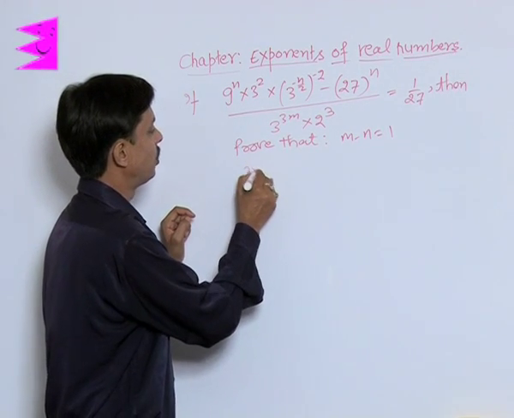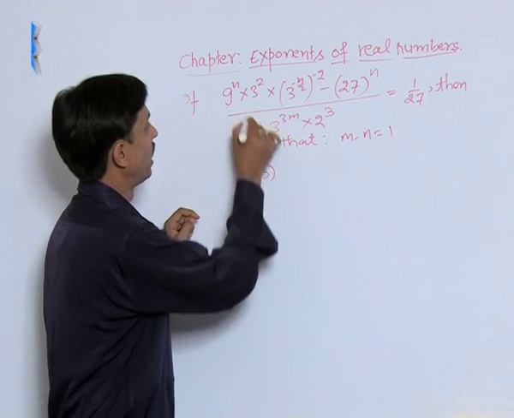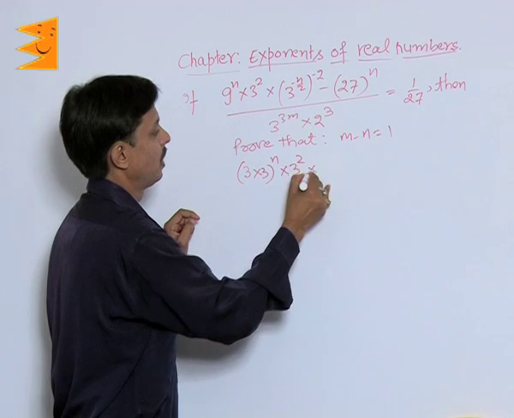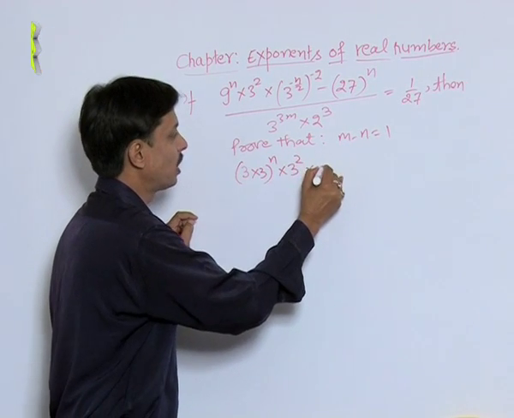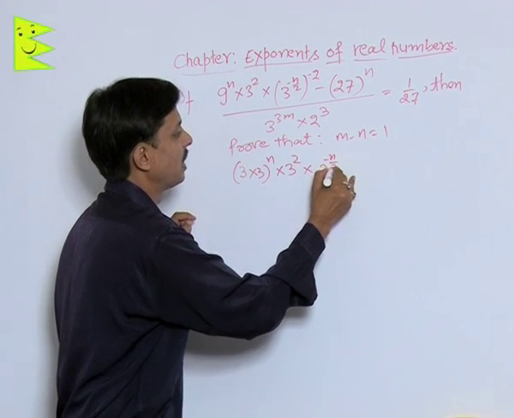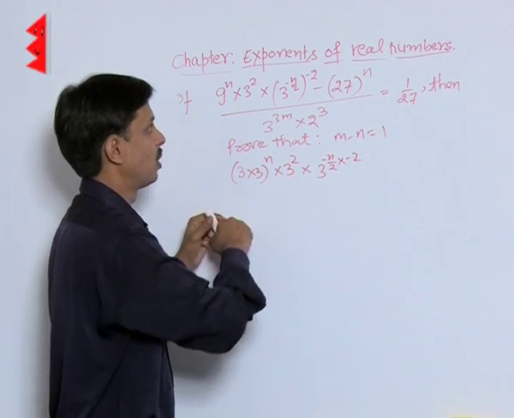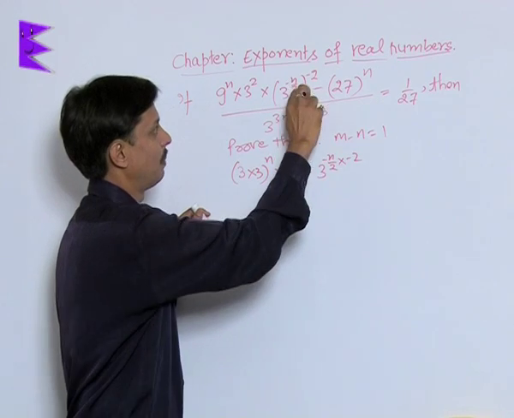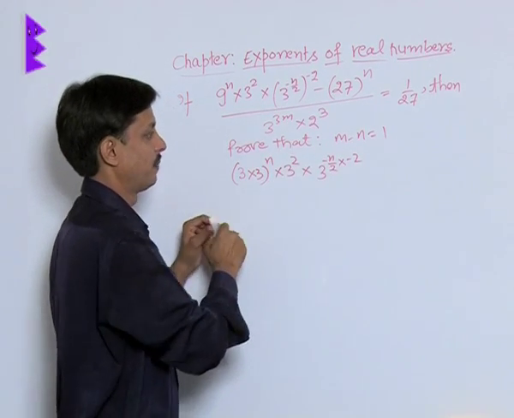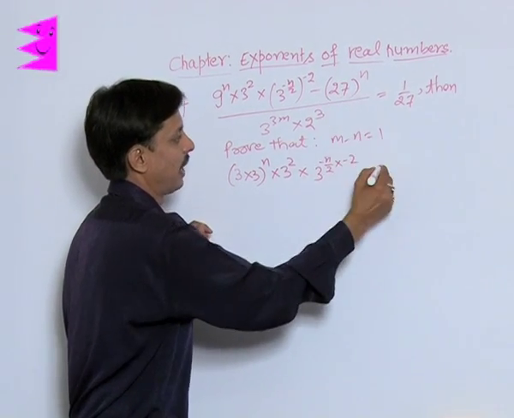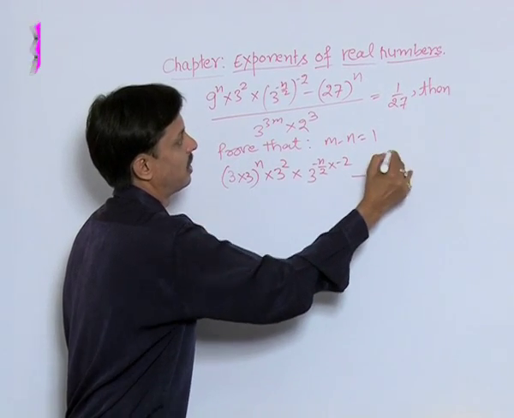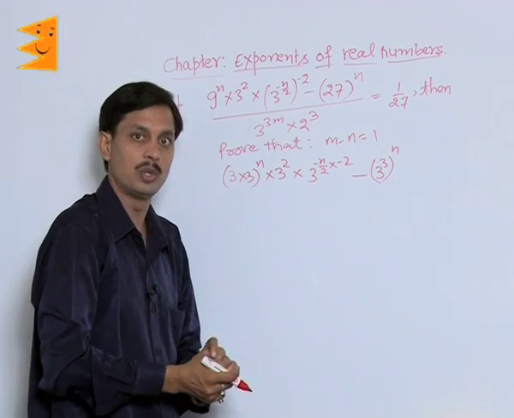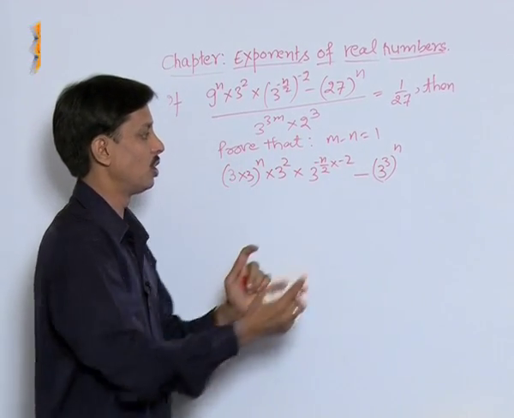So this becomes (3 into 3) to the power n, into 3 square into, this is what? 3 is to power minus n by 2 into minus 2. Because power is to power, the base will remain the same and the powers will be multiplied. Minus 27 can be written as 3 cube and that's to the power n. Same, 27 is composite, can be written as 3 into 3 into 3, which I can write 3 cube.